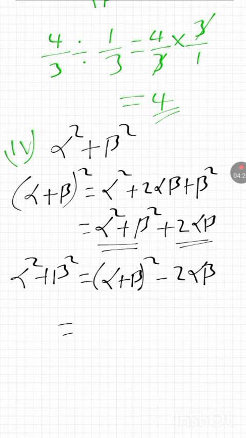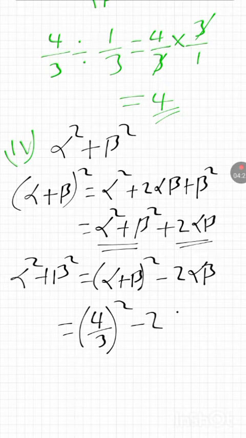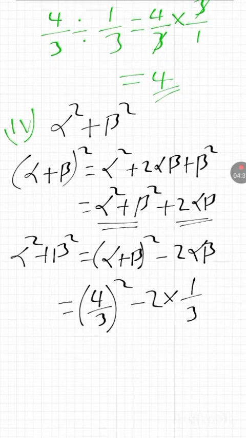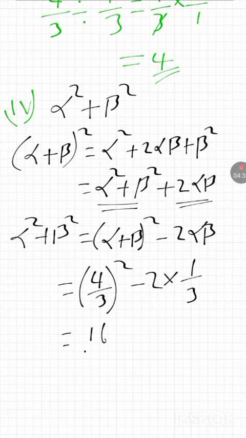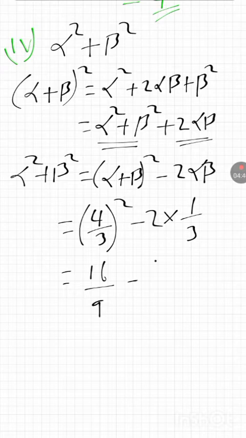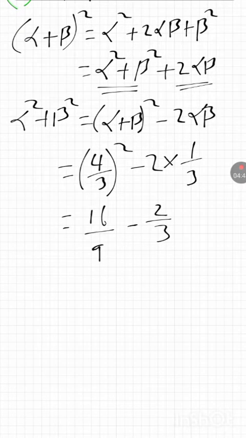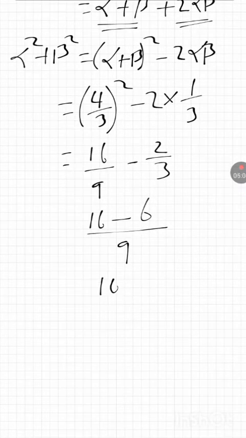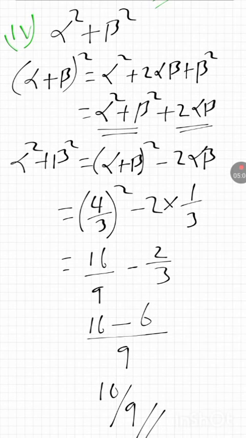So my alpha plus beta, which is sum of root, is already 4 over 3, squared, minus 2 times 1 over 3. Therefore, I have 16 over 9 minus 2 over 3. LCM is 9. 9 goes in 9 is 1, 16 minus, 3 goes in 9, that is 3 times 2, that is 6. So I have 10 over 9. That gives the solution to number 4.